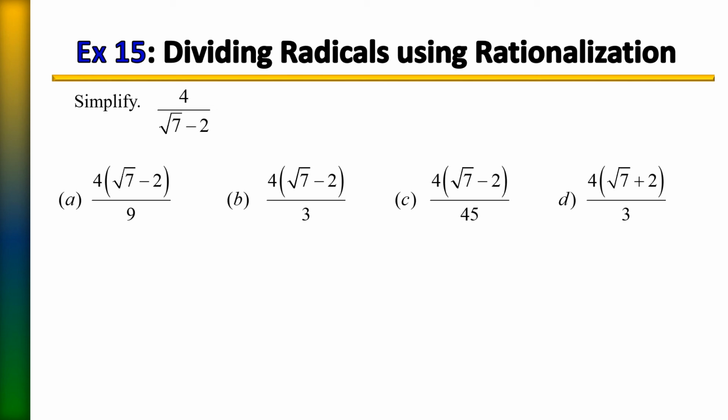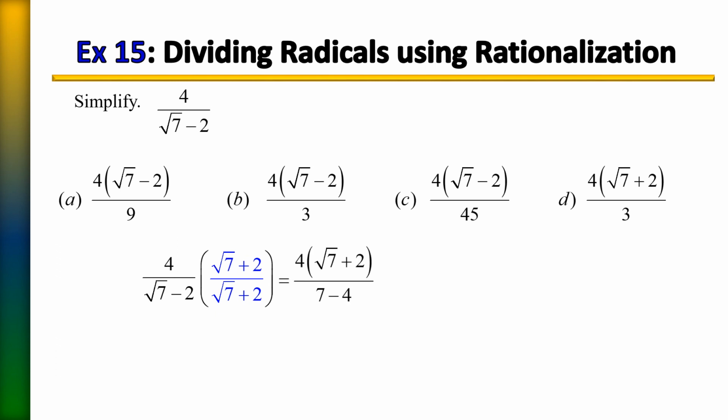plus 2. Now recall the rules. Whatever you do to the bottom, you must also do to the top. So on top, I can just leave that as is. I have 4 times radical 7 plus 2. And on the bottom, guess what? I have conjugates. Remember what I said? If you have conjugates, all you have to do is do the F and the L. You don't have to do all the letters of FOIL, just first and last. So that's going to give me 7 minus 4 on the bottom. And on top, as I said, you can just put it all together. Lastly, 7 take away 4 on the bottom is going to give me a denominator of 3. And there you have it. That is answer choice D, 4 times radical 7 plus 2 over 3.